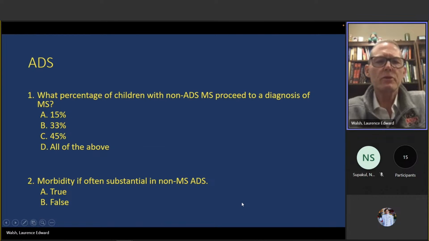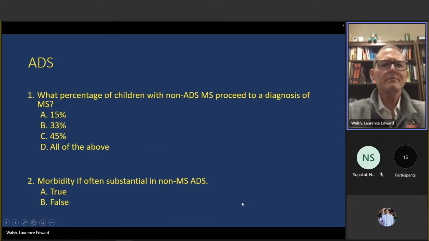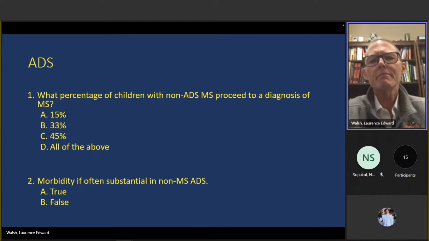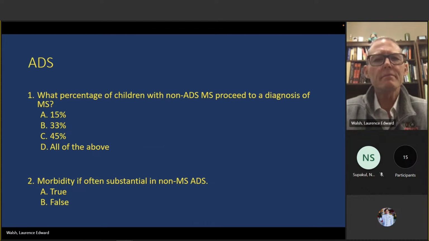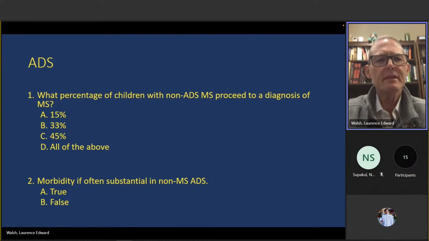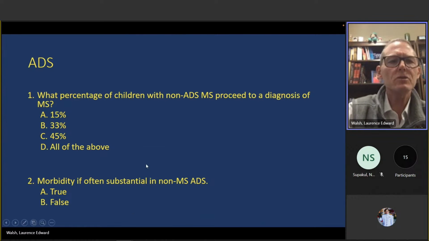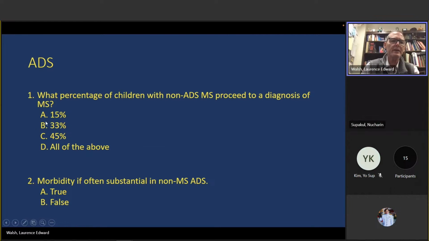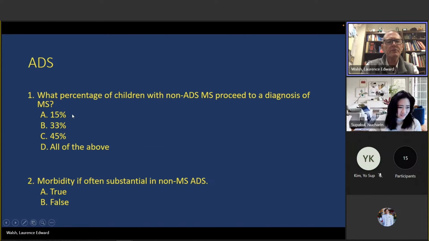So, two rhetorical multiple choice questions. What percentage of children with MS ADS, or should I say non-MS ADS, proceed to a diagnosis of MS? I'm just going to tell you: the published answer is somewhere in here, but if you actually read more of the literature, it's all of the above.